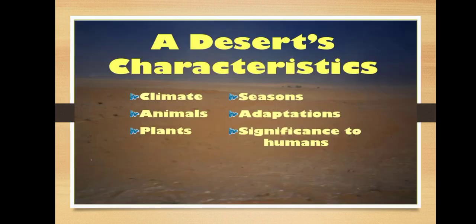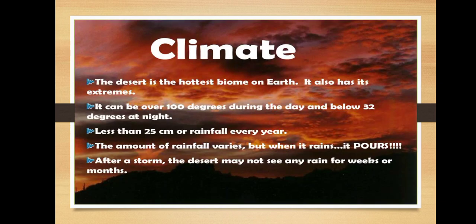So desert characteristics: we have climate, animals, plants, seasons, adaptations, and significance to humans. Let's start with the climate. The desert is among the hottest biomes on earth. It also has extremes. It can be over 100 degrees during the day and below 32 degrees at night, with less than 25 centimeters of rainfall every year. The amount of rainfall varies, but when it rains, it pours. After the storm, the desert may not see any rain for weeks or months.